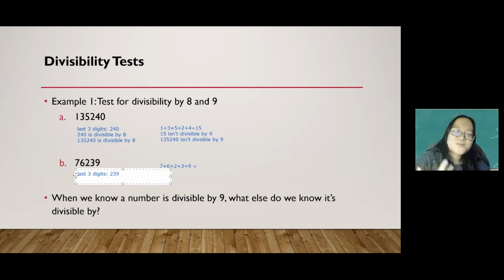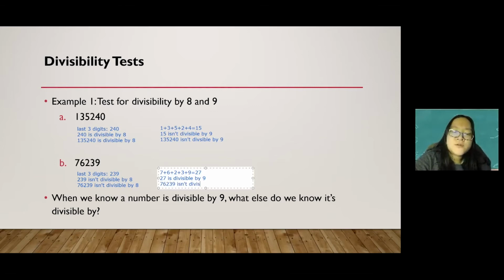Let's talk through the process. Last 3 digits, 239. You have to say that 239 isn't divisible by 8, then you say 76,239 isn't divisible by 8. Then when you check divisibility by 9, it's not the same thing as 8. Remember, it's a sum of all the digits, not the number formed by the last 3 digits. So the sum of all the digits is 27. 27 is divisible by 9. And then 76,239 is divisible by 9.